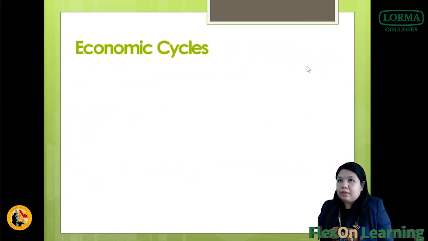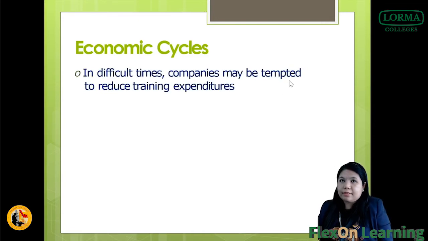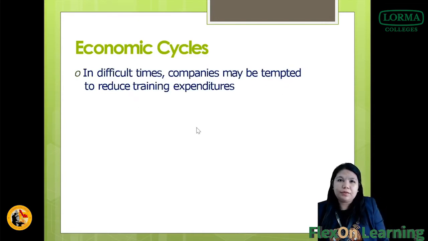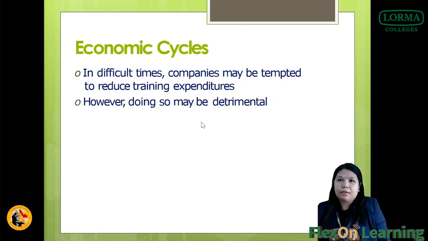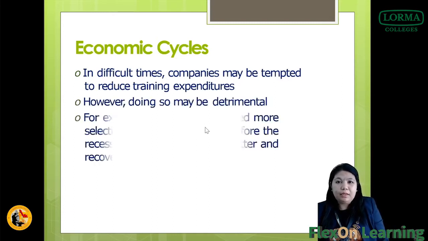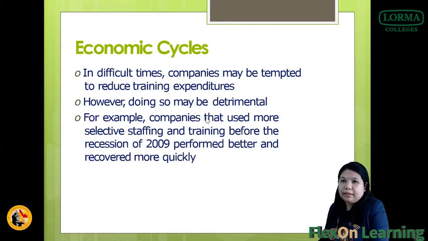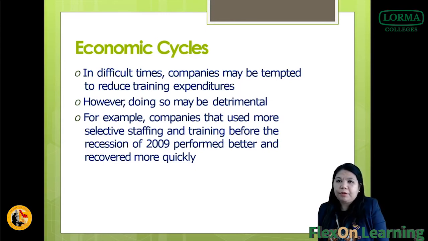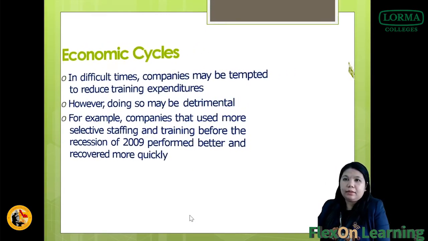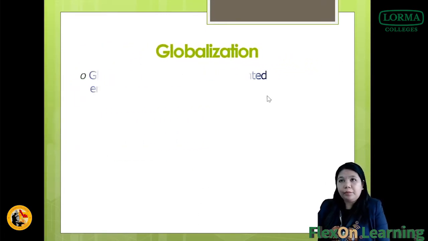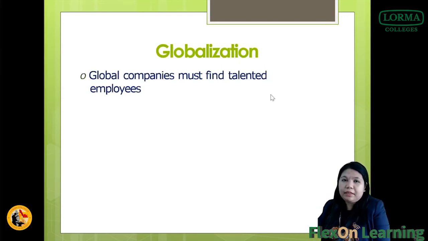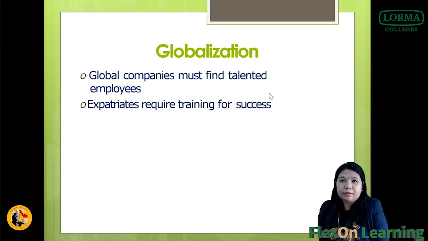Now let's start with economic cycles. In difficult times, companies may be tempted to reduce training expenditures. However, doing so may be detrimental. For example, companies that used more selective staffing and training before the recession of 2009 performed better and recovered more quickly. For globalization, global companies must find talented employees.